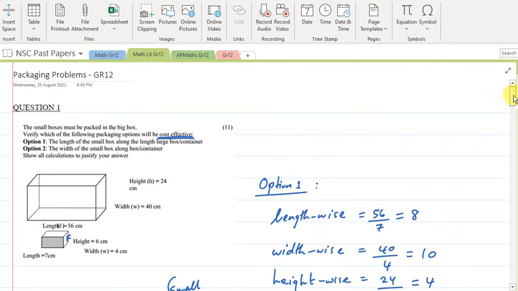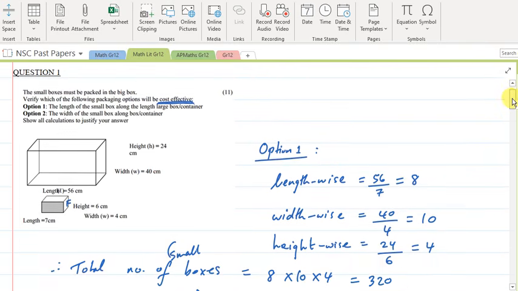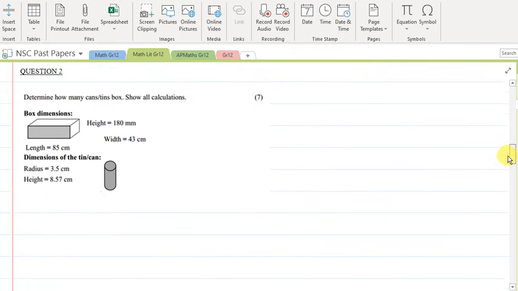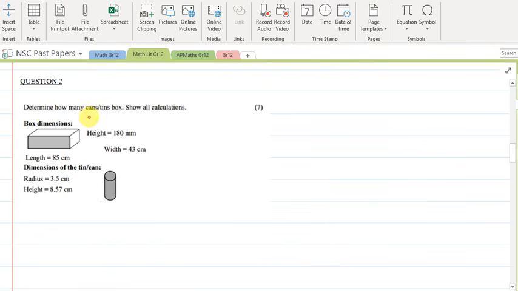Let's look at example 2 now, guys. We want to determine how many cans or tins can fit inside this box. How many of these cylinders or tins can fit inside this box? We've got the height in millimeters, the width in centimeters, and the length of this box in centimeters. So as it is, let us write down the height 1, then I want to write down width 1, then I want to write down length 1.